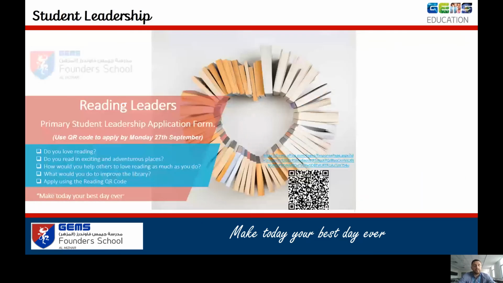Student leadership. Recently, the applications for student leadership have gone live. If your child really does want to become a reading leader, please do get them to scan the QR code and consider those questions which are on the screen.